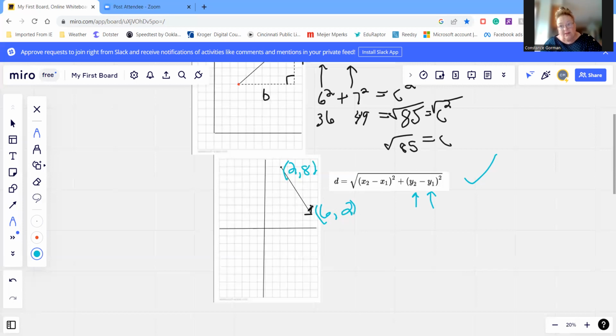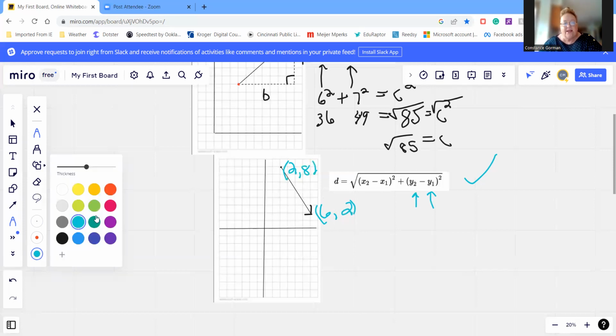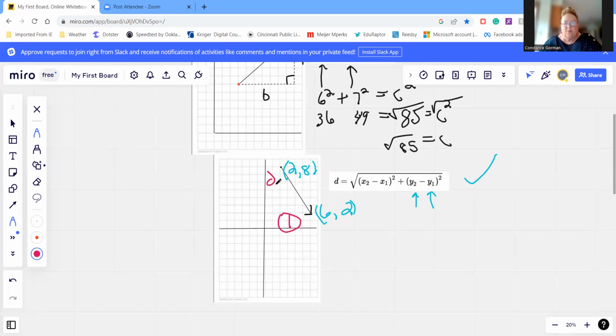Now, if you want to do something that will save you from making careless errors, just identify the points as point 1 or point 2. It doesn't matter which one you choose, you'll still get the same answer. So I'm going to choose this point as point 1 and this point as point 2. And now all I have to do is fill in the information.